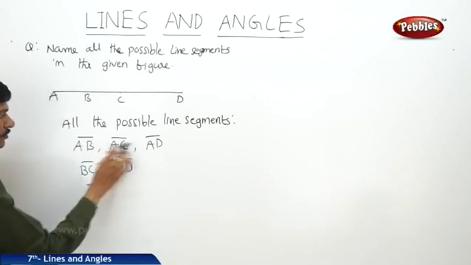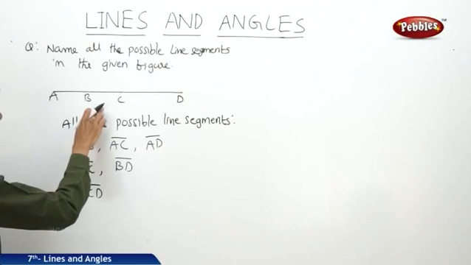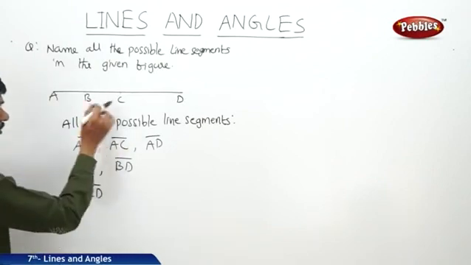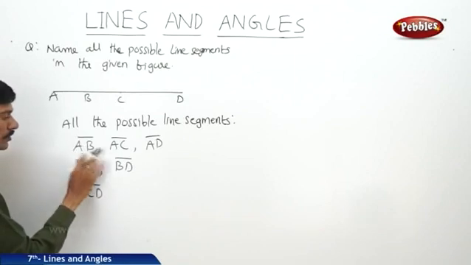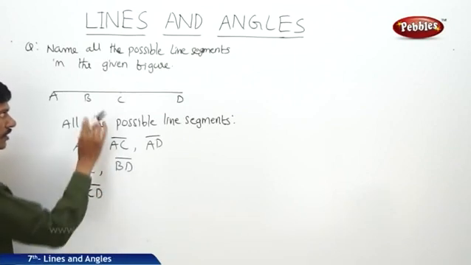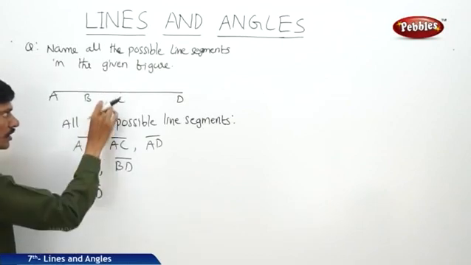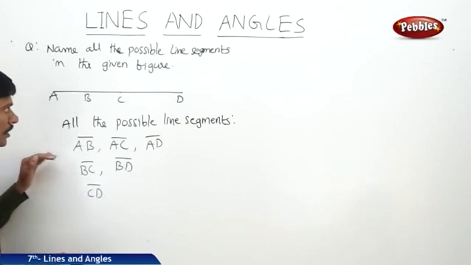So there are 1, 2, 3, 4, 5, 6 line segments. Let us check whether there are any other line segments from this figure. If you take BA or AB, both are the same, so we do not mention BA separately, and even BC and CB are the same, so we do not mention CB separately. So there are only 6 line segments from the given figure.